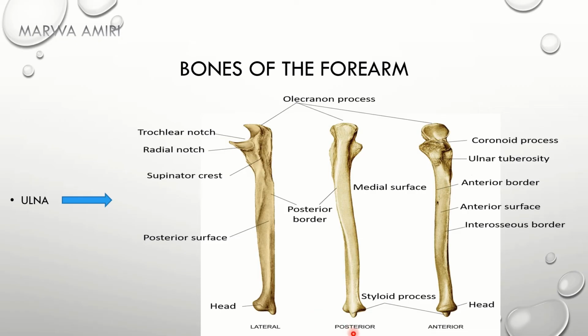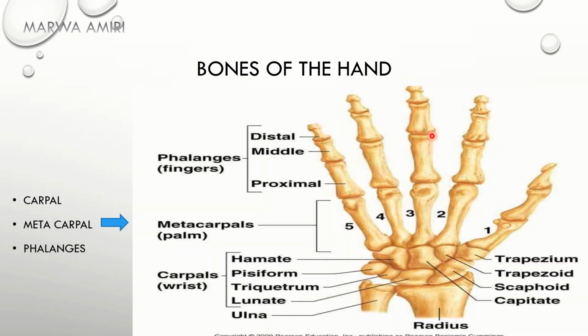If we study the ulna bone from the posterior angle, we can see the posterior border, the olecranon process, and the styloid process. If we study the ulna bone from the anterior angle, we can see the head of the ulna, the interosseous border, anterior surface, the anterior border, ulnar tuberosity, and the coronoid process, also the olecranon process.